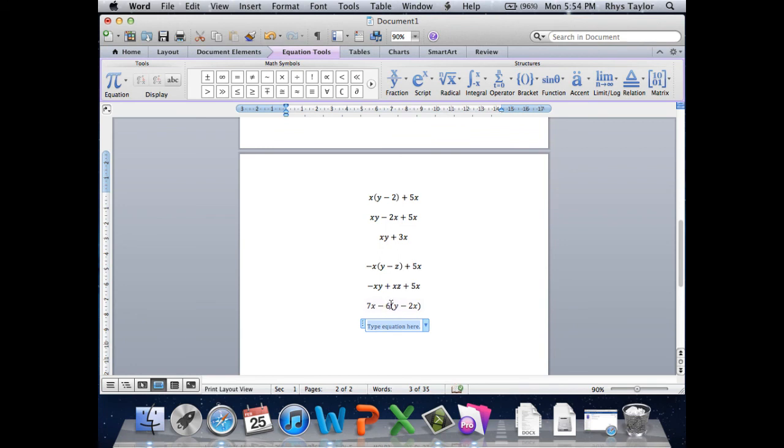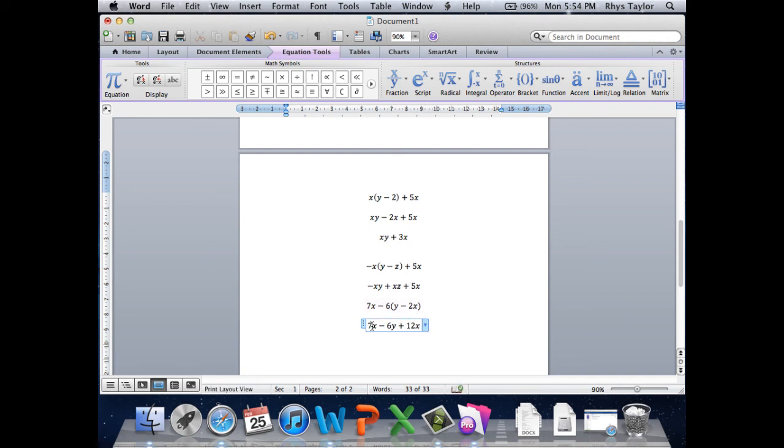So, negative 6x times y, that's simply 7x subtract 6y. And then we multiply again. Negative 6 times negative 2, well, that's positive 12. And tack the x on the end.